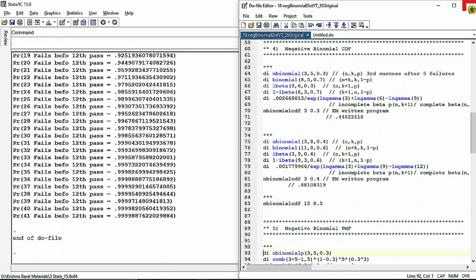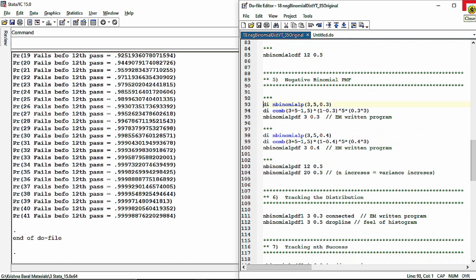Now let us calculate the probability mass function of the negative binomial distribution, and this is the formula: n plus k minus 1 choose k, times the probability of failure to the power of the number of failures, times the probability of success to the power of the nth success.